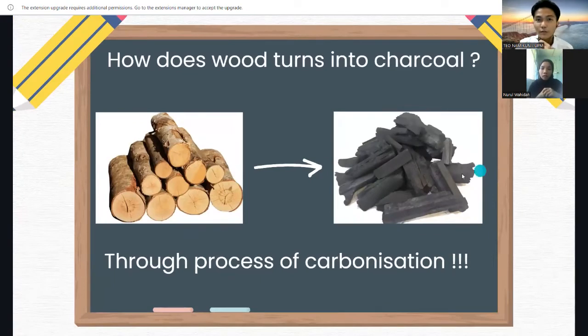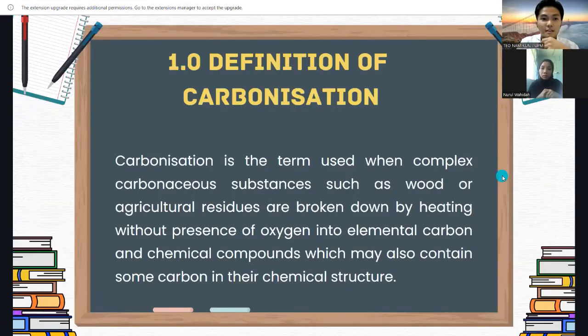Have you ever wondered how wood turns into charcoal? Yes, it is through the process of carbonization. Carbonization is the term used when a complex carbonaceous substance such as wood or agricultural residue is broken down by heating without the presence of oxygen into elemental carbon and chemical compounds, which may also contain some carbon in their chemical structure.